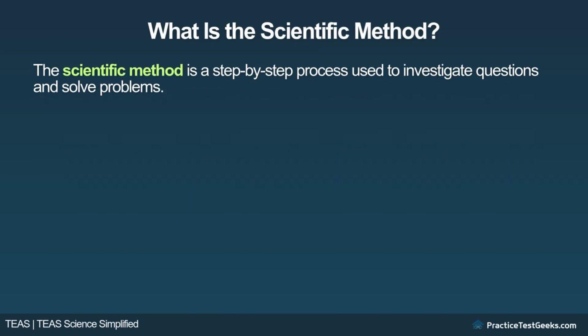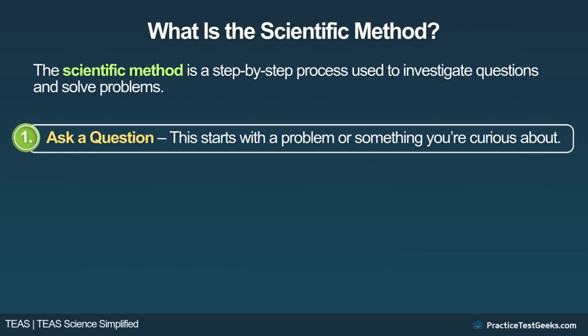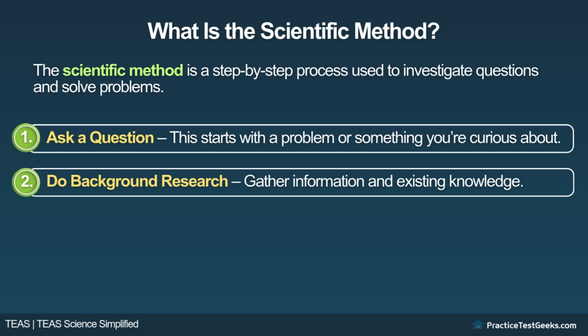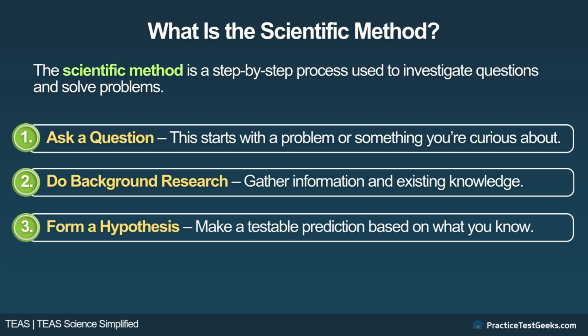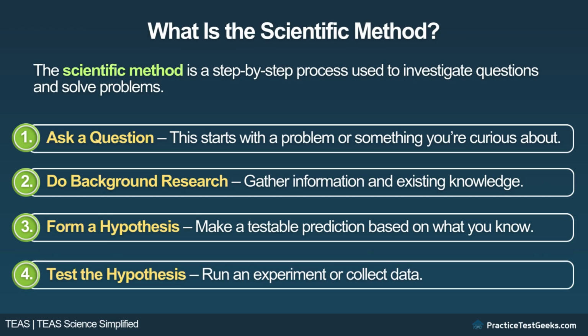It's a step-by-step process used to explore questions and solve problems. First, you start by asking a question, something you want to understand or figure out. Next, you do background research to see what's already known about the topic. Then, you form a hypothesis. This is your educated guess or prediction that you can test. After that, you test the hypothesis by running an experiment or collecting data.